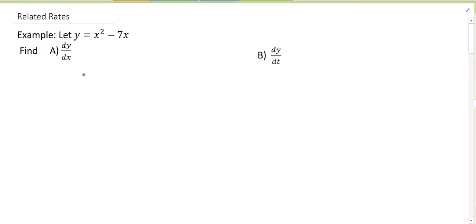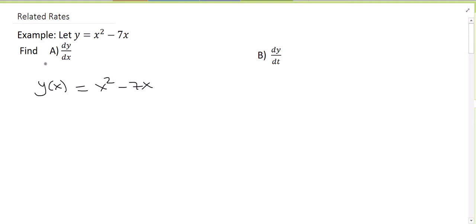In this video, we're going to go over the concept of related rates. And so we're going to start with this problem. Let y be equal to the function x squared minus 7x. So here we can see that y is explicitly a function of x. So we can say y of x or f of x equals x squared minus 7x.